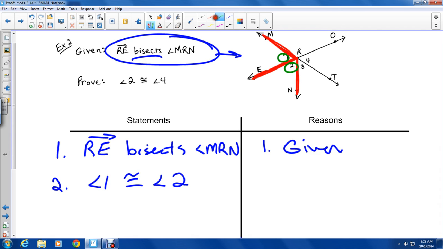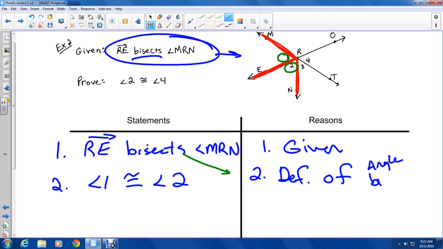How did you know that? Just from class, we take that word bisects and we use that as our reason over here. So we have the definition of, technically, I like to say angle bisector. But if you say definition of bisects, we're cool with that too.